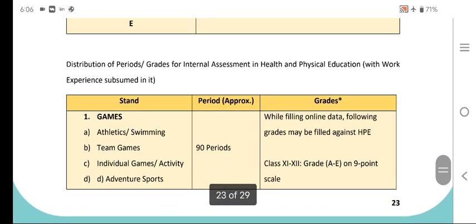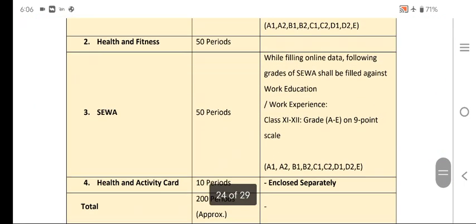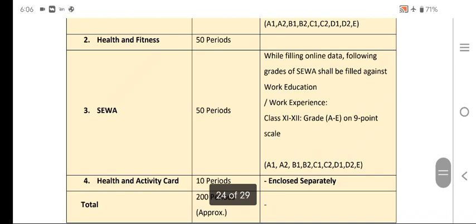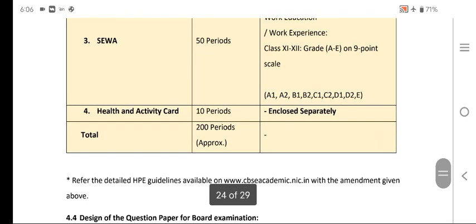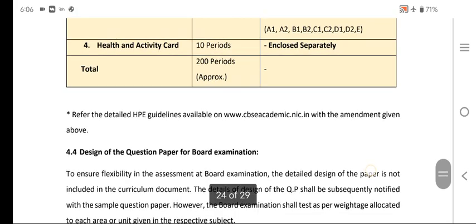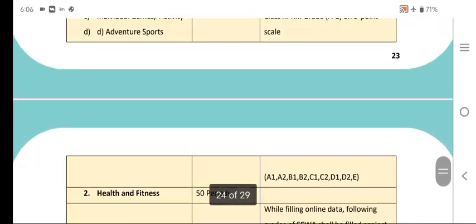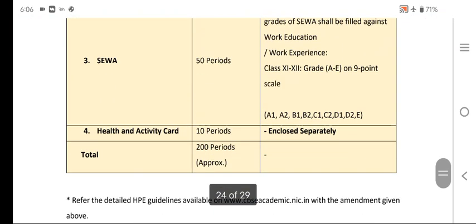A few of the periods, game periods, I mean 90 periods for team games and individual games, have all been decided in classes 11 and 12. The grading system has been given. Health and fitness also gets 50 periods, and Seva 50 periods, especially CBSE Seva. The health and activity card will be enclosed separately. Approximately 200 periods in total will be given for games, health, Seva, and health activities.